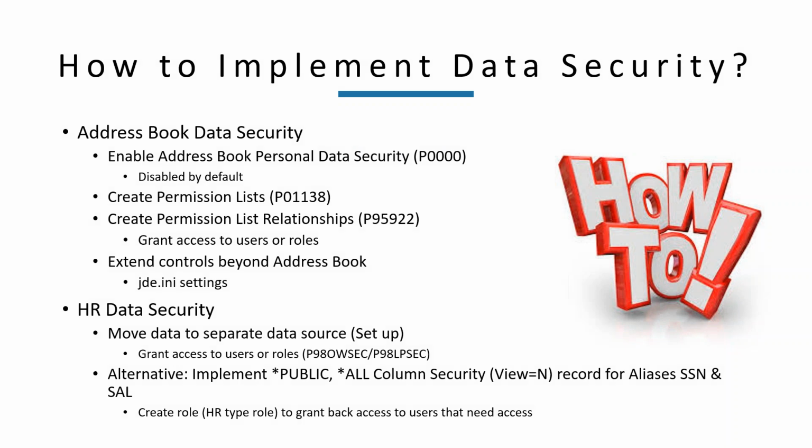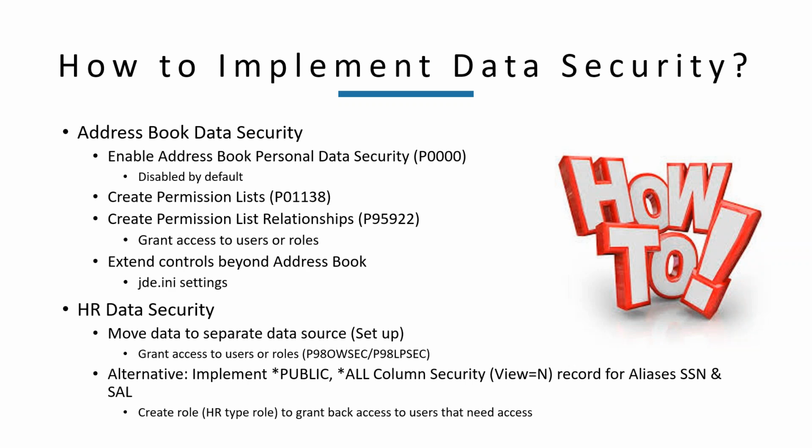All right, how to implement data security. There's a few main bullet points. You see the address book data security up top, and then the HR data security. Starting with the address book data security, and then we're going to get into some specifics and screenshots and how-tos here in a second. We're going to, again, start with AB data security.